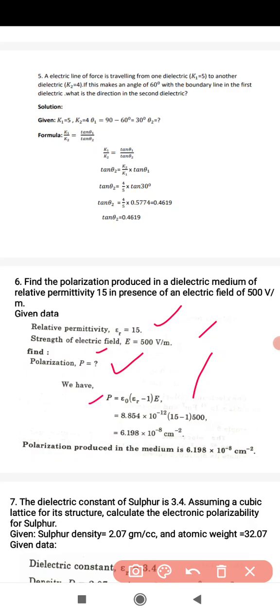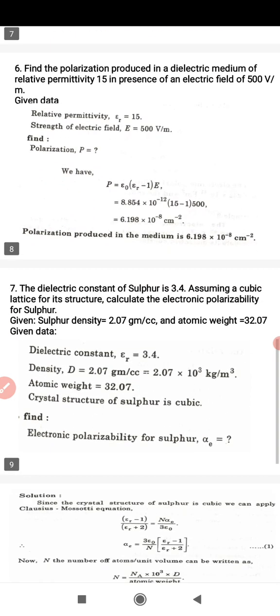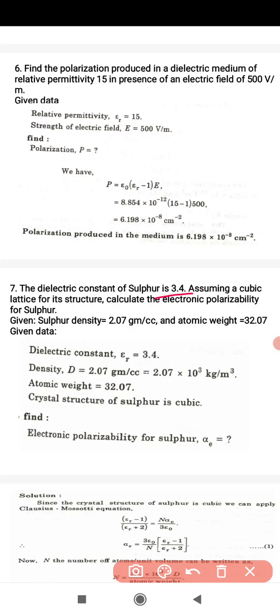Polarization P is equal to epsilon naught into epsilon r minus 1 into E. Epsilon naught value is 8.854 into 10 power minus 12, epsilon r is 15 minus 1, and E is 500. Multiplying these, we will get the answer 6.198 into 10 power minus 8 coulomb per meter square.